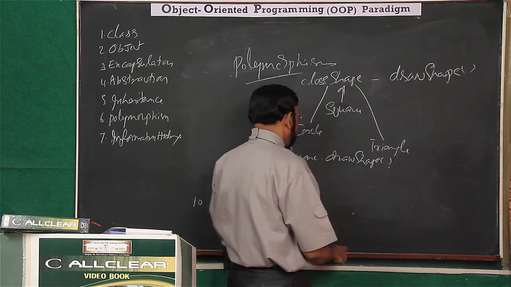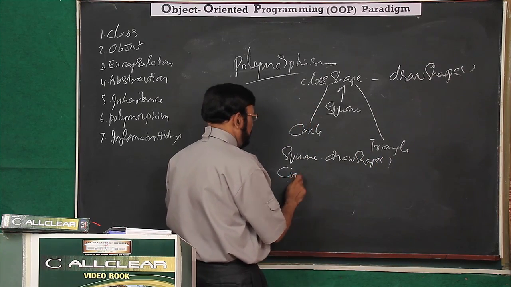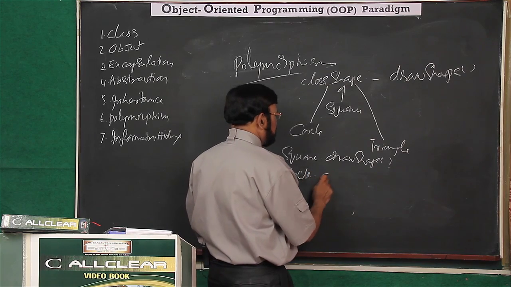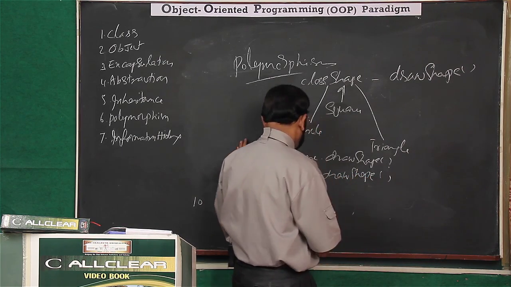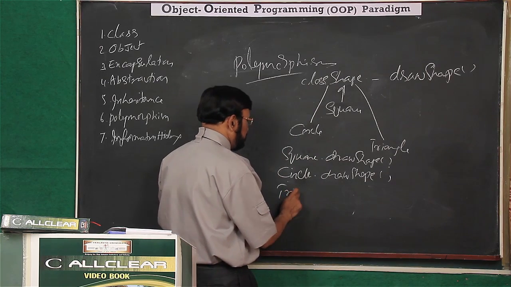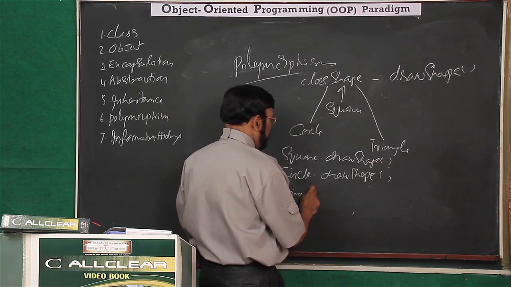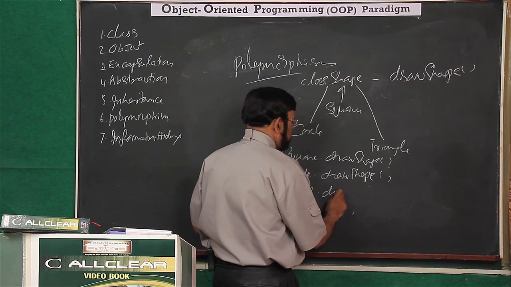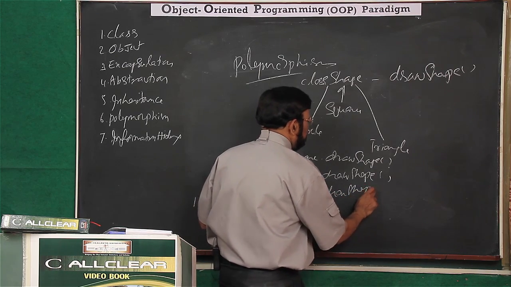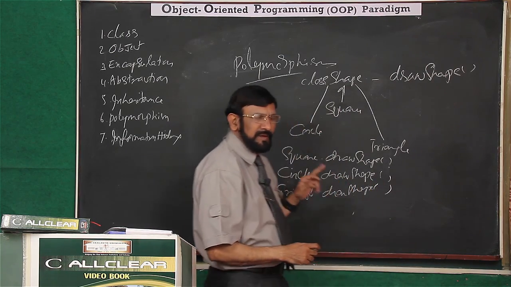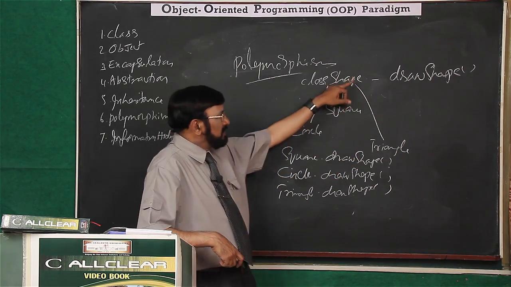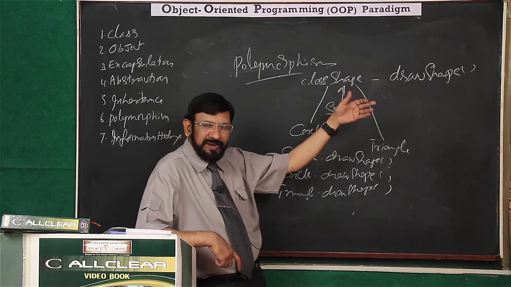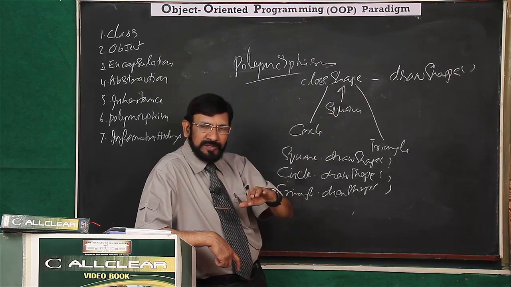Rightfully it can call, and circle class calls the draw shape function, and triangle class also calls the draw shape function. Okay, one thing: draw shape they don't have, but their father is having. Automatically you inherit your father's property.